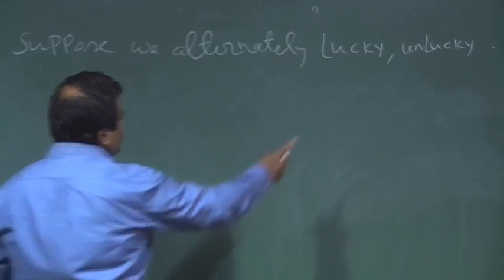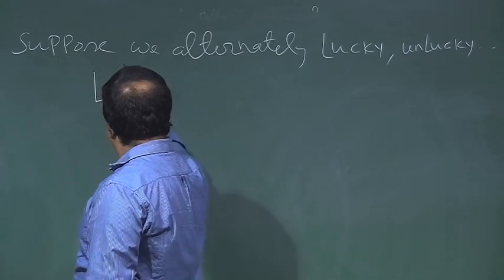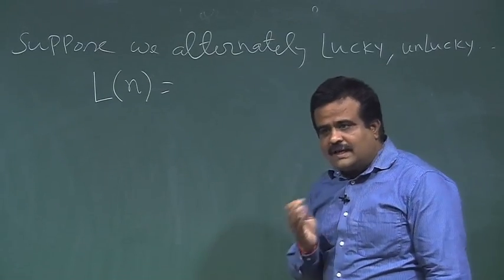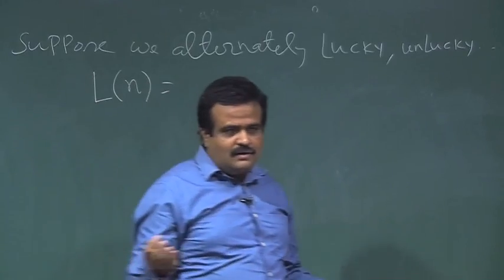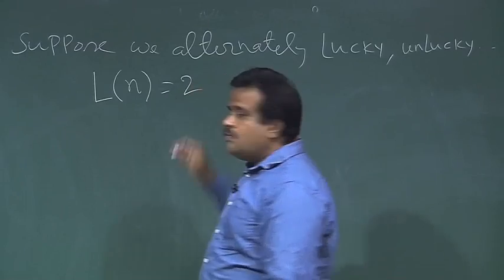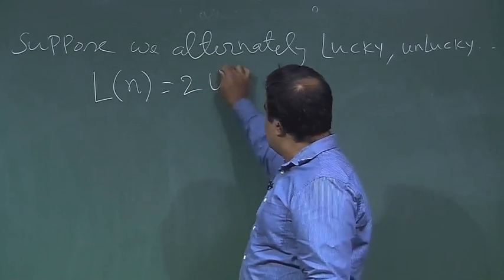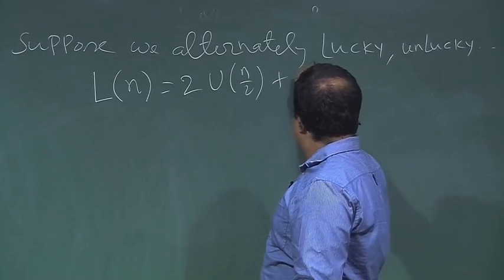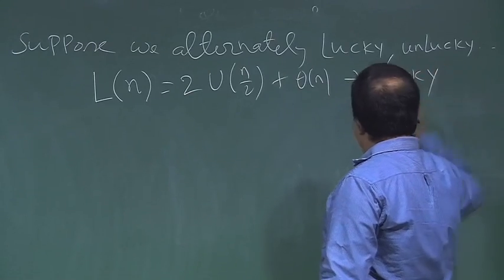So, now suppose we are lucky. This is the lucky recurrence. If we are lucky now, then it will partition the array into two equal parts, half and half, and then the recurrence will be 2 times, but if we are lucky now, next time we know we are going to be unlucky. So, that is the unlucky recurrence plus theta of n. So, this is corresponding to the lucky recurrence.